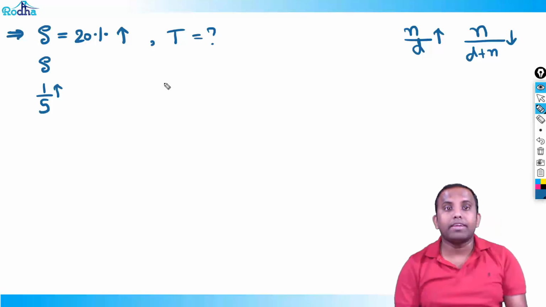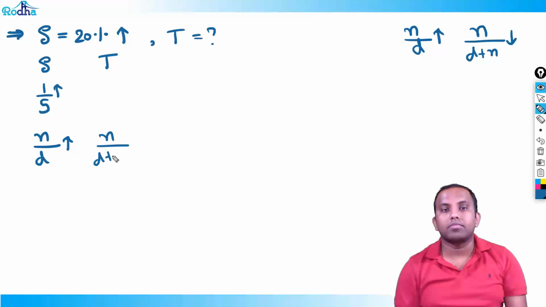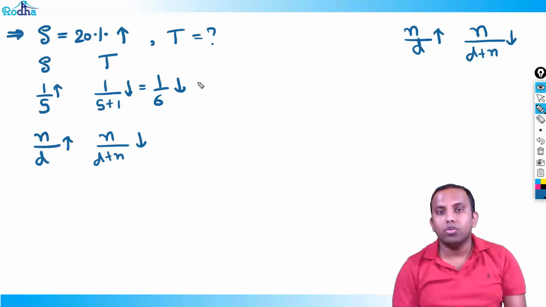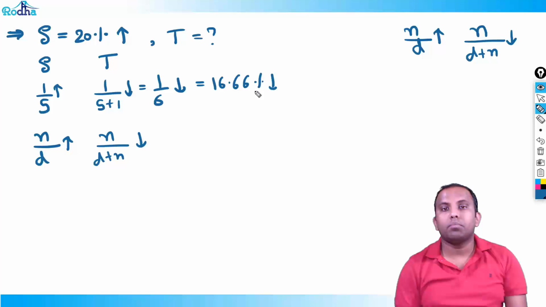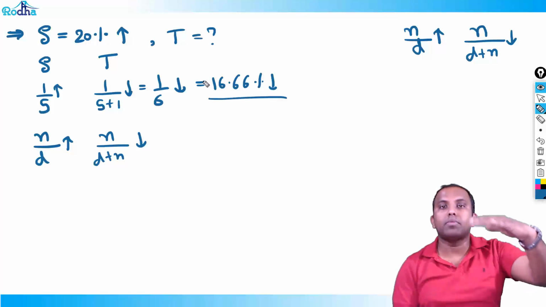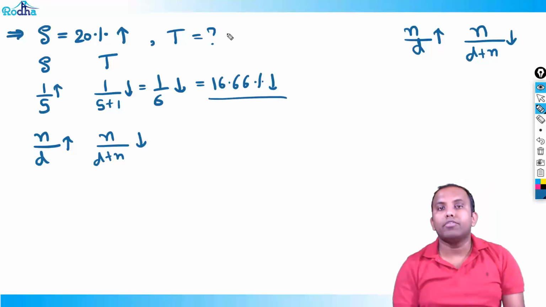So if speed increases by 1 by 5, time will decrease by... So if speed increases by n by d, time will decrease by n by d plus n. Okay. So if speed increases by 1 by 5, time will decrease by what? 1 by 5 plus 1. That is 1 by 6. Right. So what is 1 by 6? 16.66%. So in percentage, if speed increases by 20%, time will reduce by 16.66%, right?